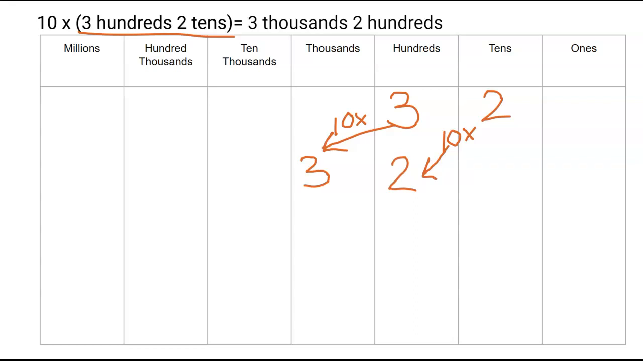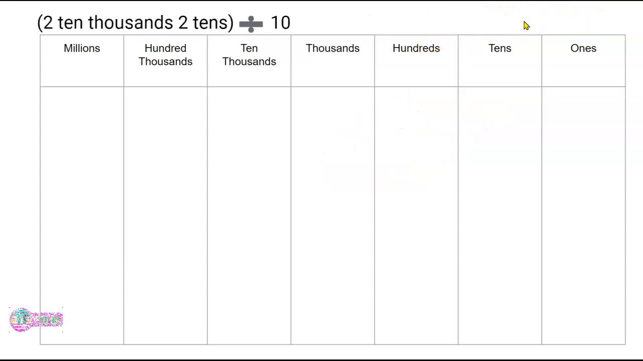Now I'm going to write down my answer in standard form. This standard form is the form that we usually see numbers written in. It's a way that we represent numbers with only digits. So we have 3,000. I'm going to put a comma to represent the 3,000. Then 200s, and I have to put a 0 in my tens and ones place so that we can show that that is 200s. So 10 times 300s to 10s is equal to 3,200.